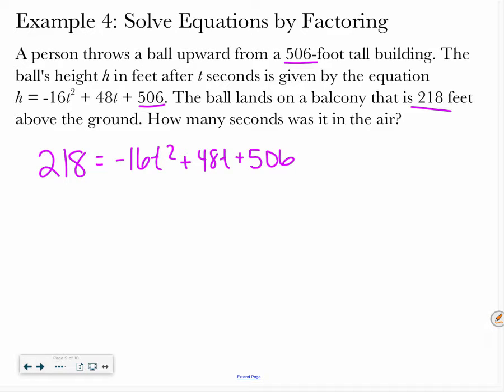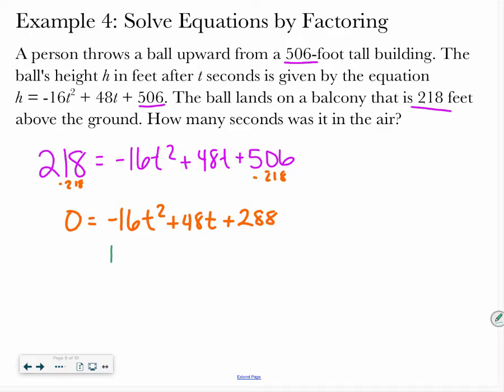From there, we want to get equal to 0, so that way we can solve for time. And if we set it equal to 0, that means I have to subtract 218 from both sides. So I have 0 equals -16t squared plus 48t plus 288. Now from there, I'm going to try to solve it the same way I have been all lesson. So I look, I have -16, 48, and 288. And I think those might all have a number in common, and I think it might be 16. So I can check it using a calculator, that's fine.